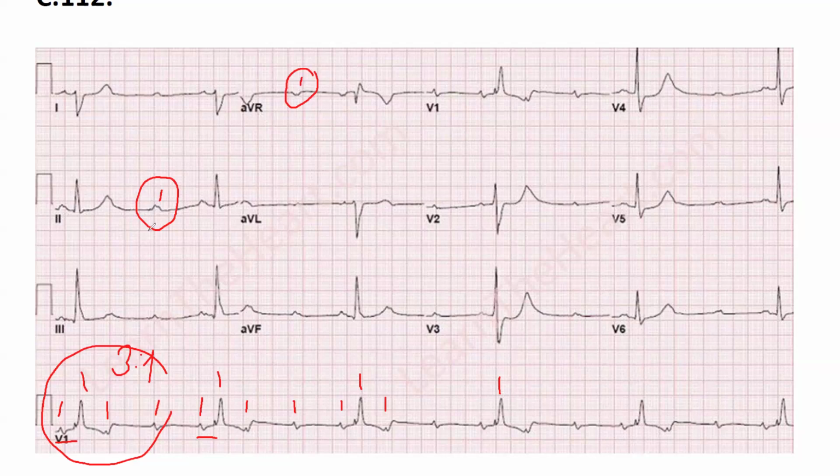Okay, let's see the axis. How do you do the axis? You look at lead 1 and AVF. Lead 1 is negative, and AVF is positive. So what does it mean? It would be a right deviation. Exactly. Right deviation.